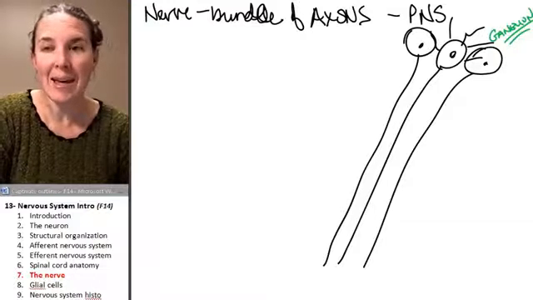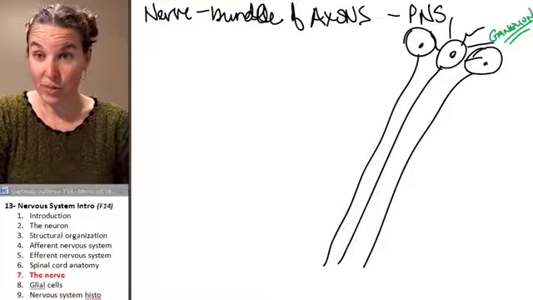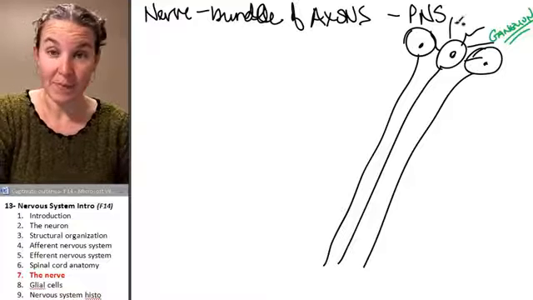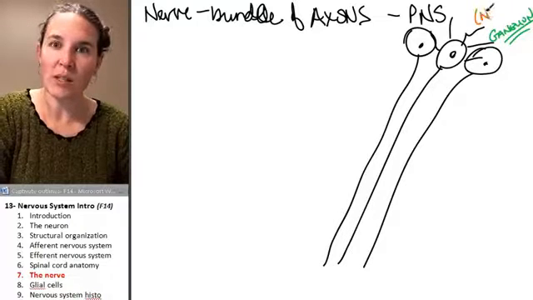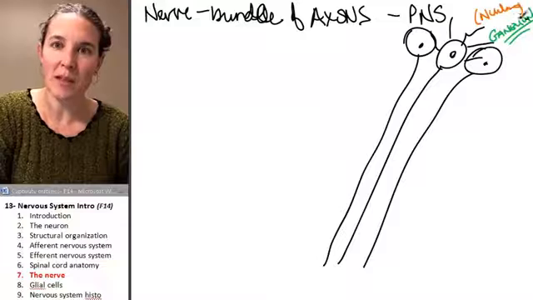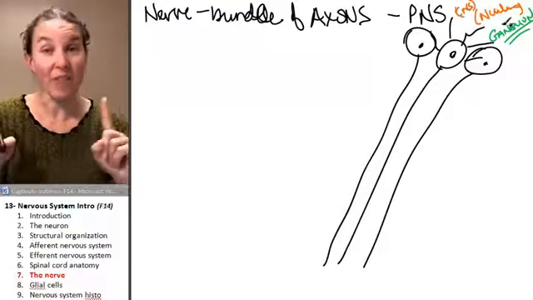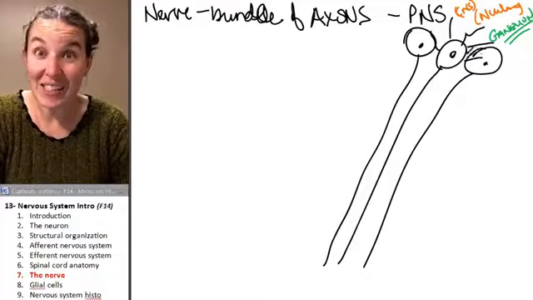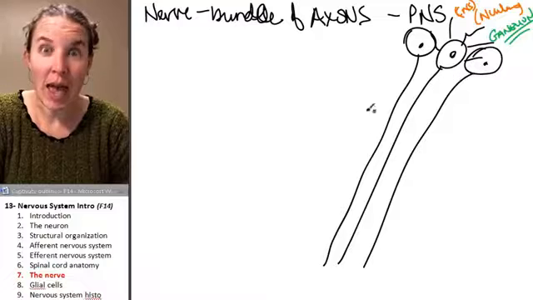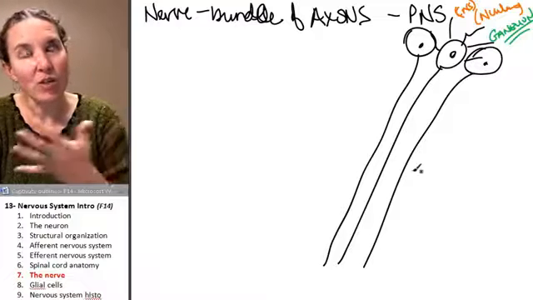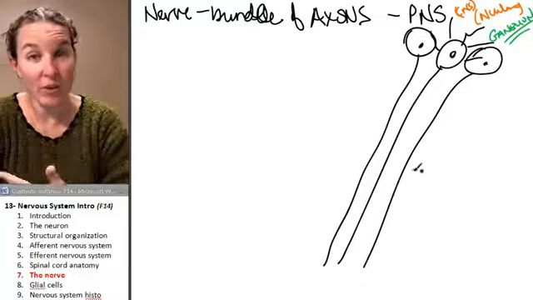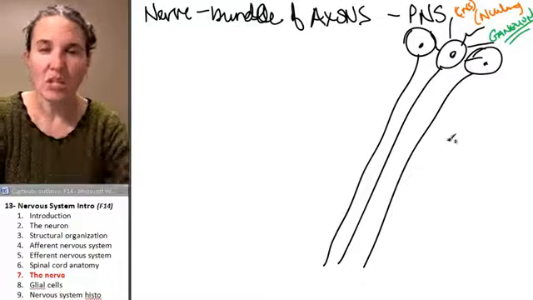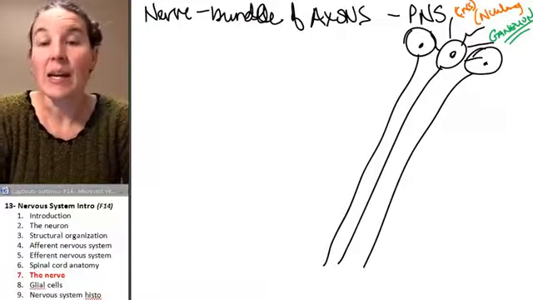Oh, and if it's in the central nervous system, what's it called? It could be a nucleus. That says nucleus if it's in the CNS. It could have a nucleus in the central nervous system and a nerve, because the nerve could travel to the peripheral nervous system. So let's do some definitions.